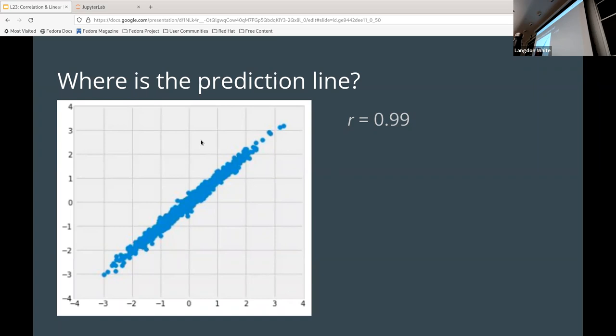Does anyone know what the function is for this line? Like I said, you may remember this from earlier math. So this is y equals x, okay? And it's really obvious, right? When you have an x of one, then you know that the y is going to be one. So they're always going to be equal, okay?